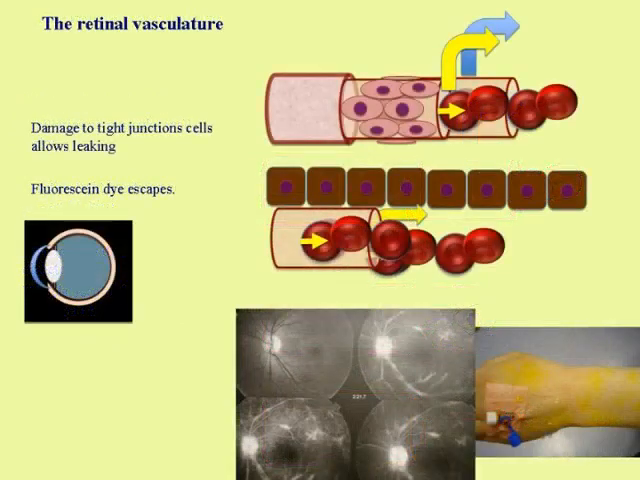Because it doesn't leak, fluorescein doesn't come out of the normal retinal vessels unless they're leaky when you've lost those tight junction cells, as I've shown. And you can see the yellow fluorescein, which has been injected intravenously, as you can see down here, is now coming out and leaking into the retina.